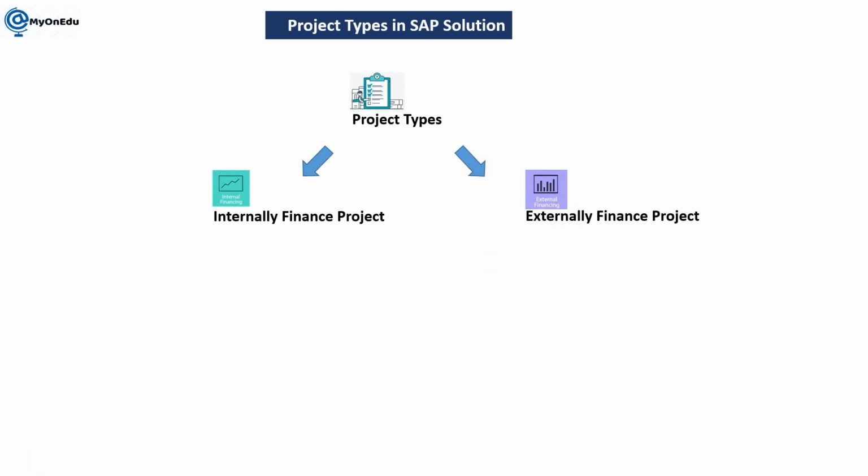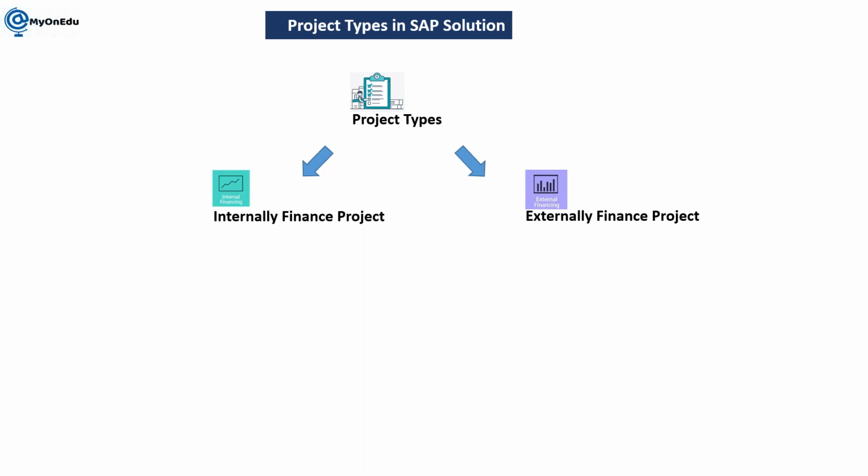First is the internally financed project, which means the project has to be financed by the organization internally. Let's say if you are doing an investment, like constructing a plant for your own use, in that case you have to invest first and then you have to finance it internally. So the organization is financing it internally.